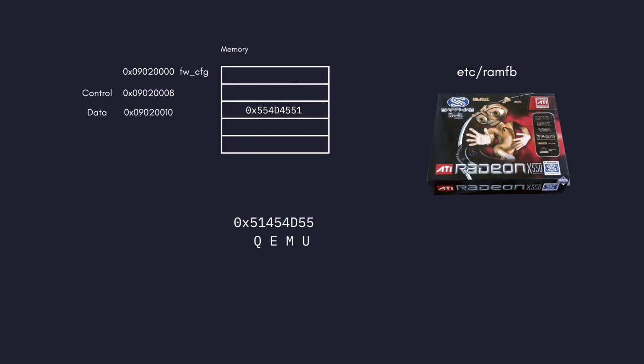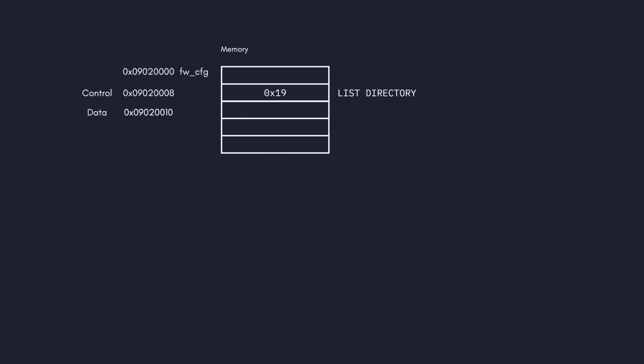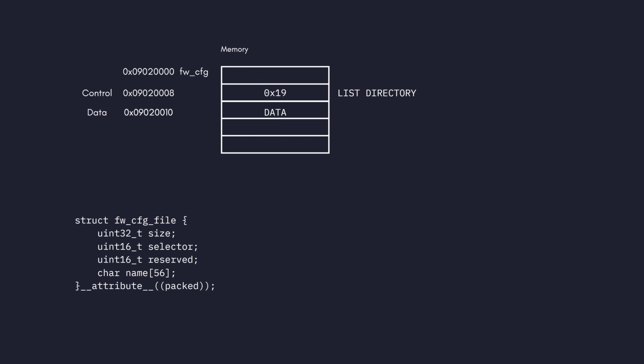Okay, so what do we actually do with this firmware config? Well, we send out a command to it. The command is 0x19, which stands for list directory. And from it, we're going to read a bunch of data that comes in this format right here. Essentially, we're going to read a file with a selector and a name. The name is what we're looking for. We're looking to match it against our etc/ramfb. Once we find it, we have to read its selector.